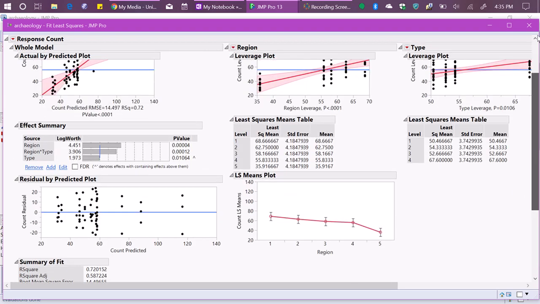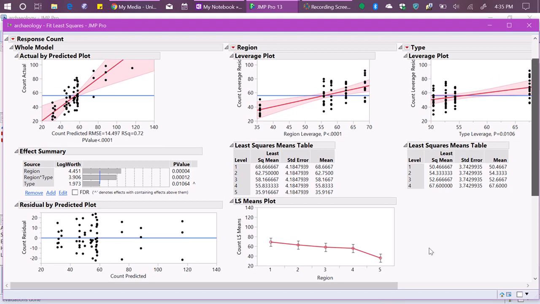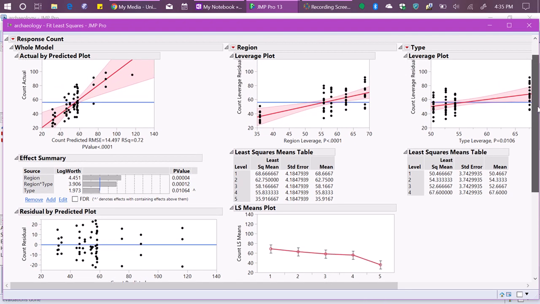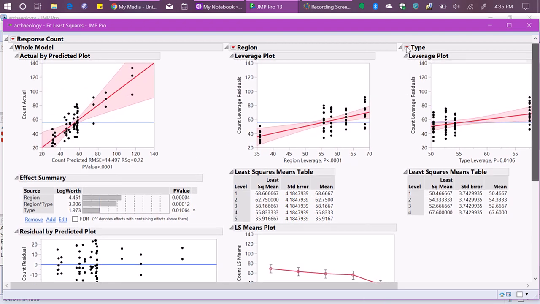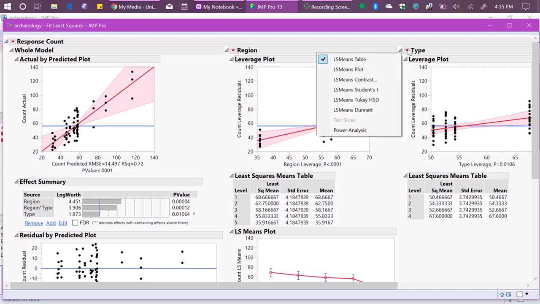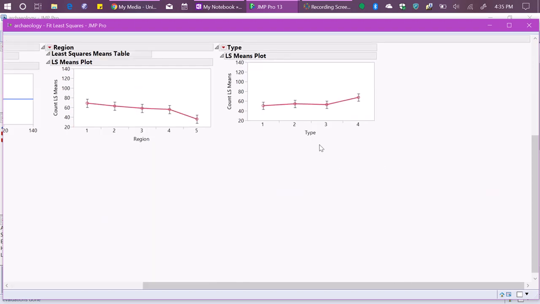We can do the same thing for type. So if I want to know where the difference lies in terms of the average response for the different types, I can go to my red arrow menu for the type, select the LS means plot, and this will give me a profile plot, or an effects plot, or a means plot for type. And we can see that type 4 tends to have on average more sherds found than any of the other types. So on average, we find more sherds of type 4 than any of the other 3 types of sherds.